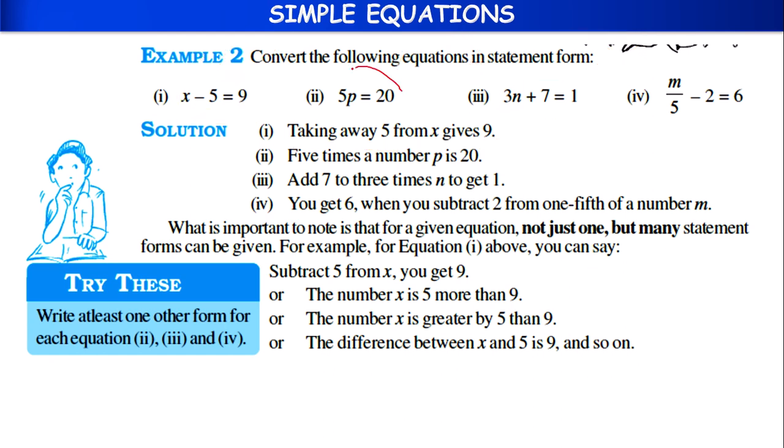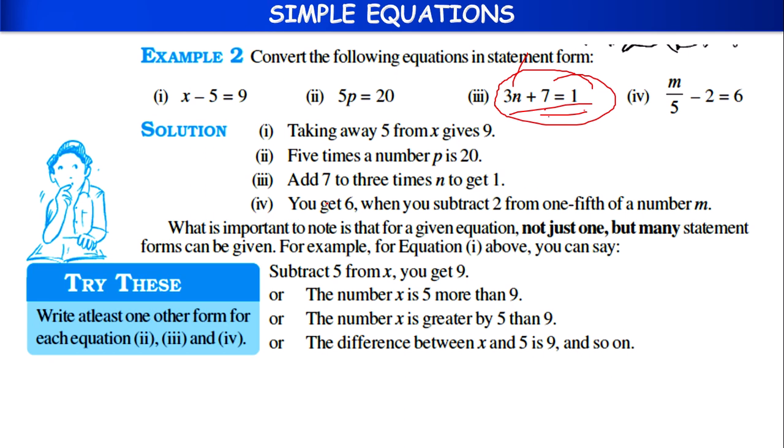Next, 5p equals 20. What does it mean? 5 into p equals 20. Whenever we have into, we say it as 5 times of p. 5 times of p equals 20. 5 times a number p equals 20. Next, 3n plus 7 equals 1. Means 3 times of n plus 7 equals 1.